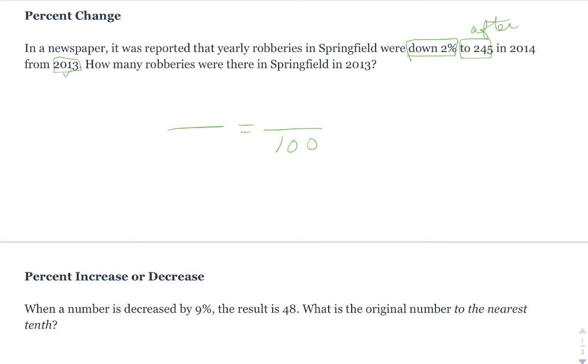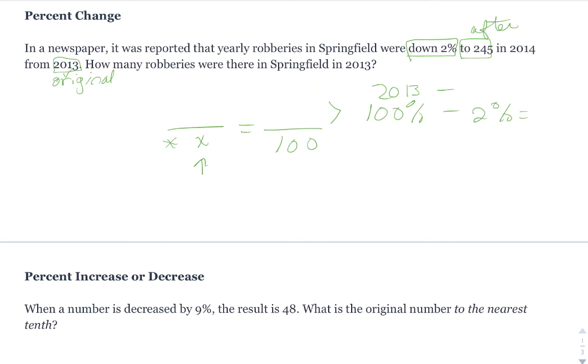So in 2013, it started. So this is our original amount in this year. That's what our unknown is, our original amount. We don't know right now what it was in 2013, so that's our variable. But we know that it decreased from whatever this was by 2%. So remember, this represents exactly 100%. When it started at 100% in 2013, it decreased by 2%.